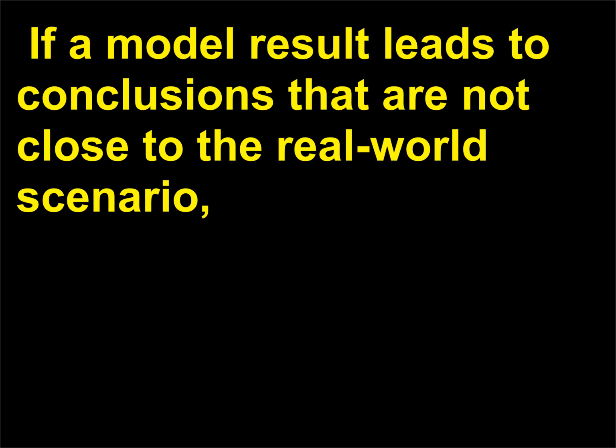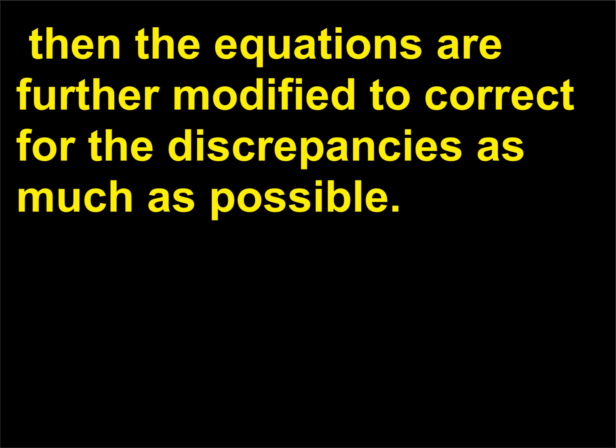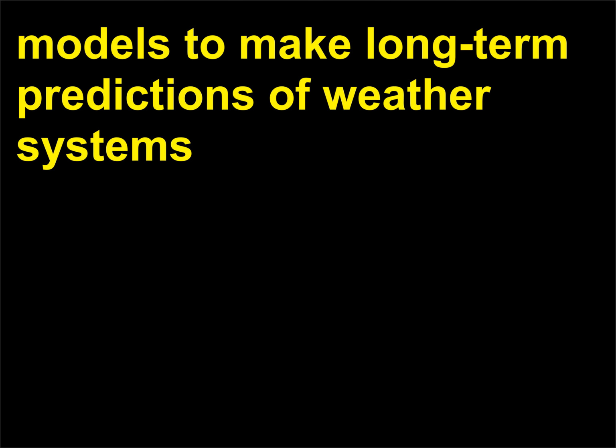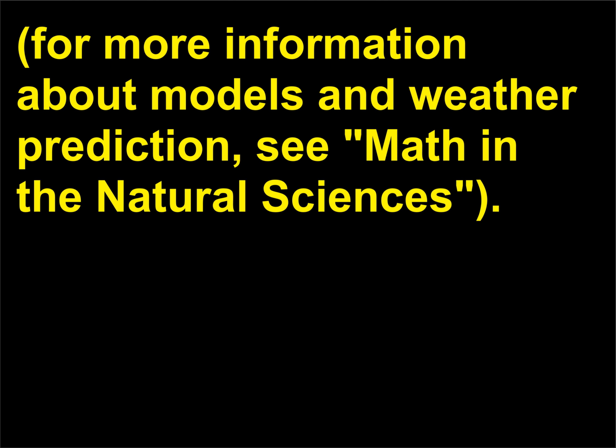If a model result leads to conclusions that are not close to the real-world scenario, then the equations are further modified to correct for the discrepancies as much as possible. For example, in weather prognostication, meteorologists use various numerical models to make long-term predictions of weather systems. For more information about models and weather prediction, see Math in the Natural Sciences.